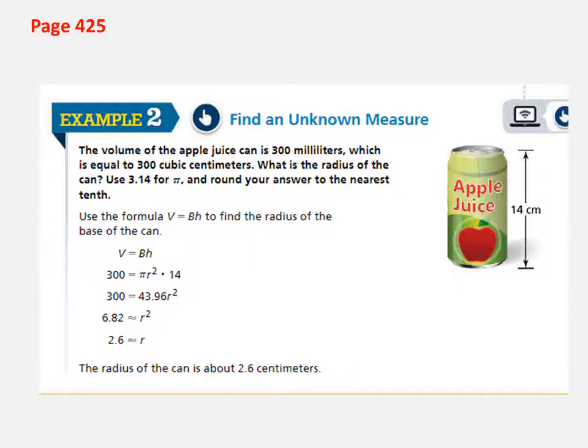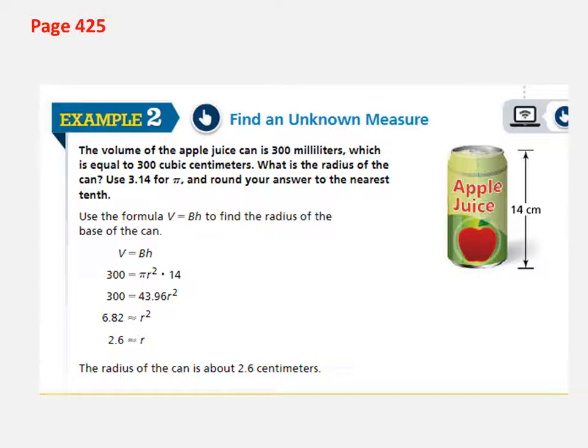Read the question carefully. We have 300 milliliters, which is the capacity, and it's the same as the volume of this can. 300 milliliters or 300 cubic centimeters. What is the radius length? The question asks about the radius length. So we will use the formula that includes the radius length, or V equals pi r squared H. So instead of V, we have 300. So V is 300 cubic centimeters.